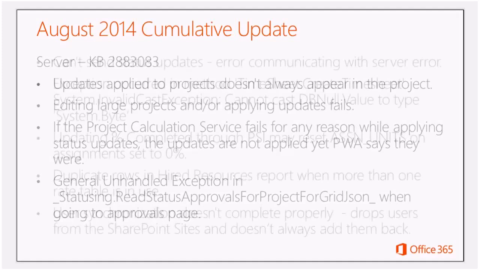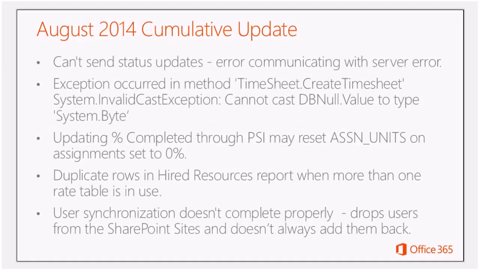Moving on, more server fixes. There was an issue that if you added some updates, depending on how you added them within your timesheet, that when you submitted the status update, you got this error that said error communicating with the server. So we've fixed that problem. The next item is exception occurred in method, and it gives the big huge long method here. The important part is it says cannot cast DBNull value to type System.Byte.